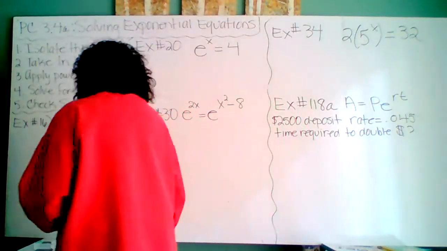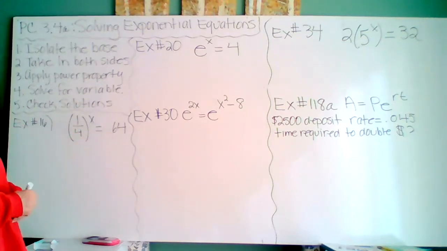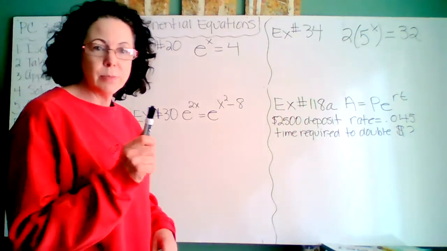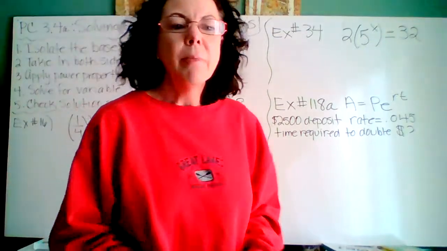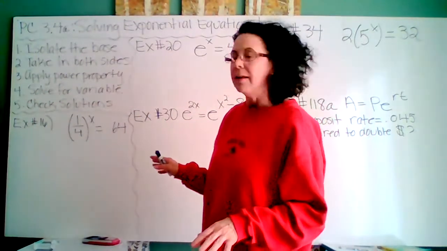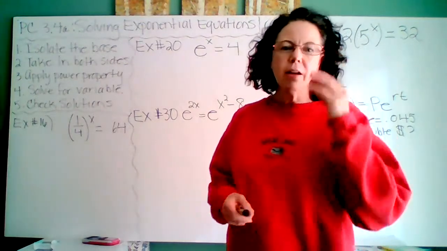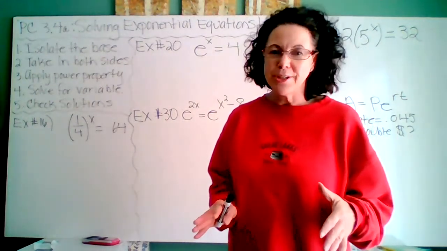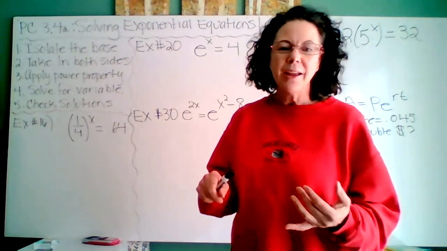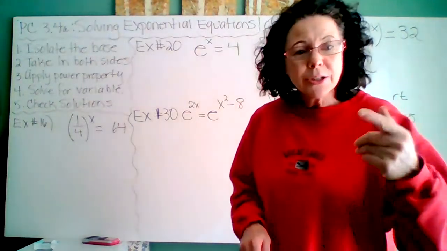So let's take a look. We have 1/4 to the x power equals 64. We actually could do this without a calculator or without taking the natural log of both sides. But again, the reason why I like solving exponential equations by taking the natural log of both sides is it works for every situation. Whether you can do it by hand or not, whatever the base is, it works for everything. So let's do that.